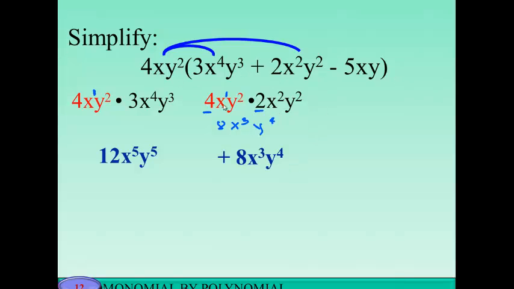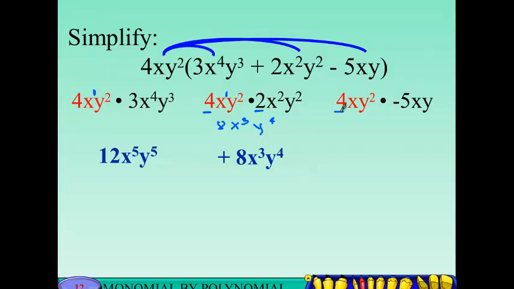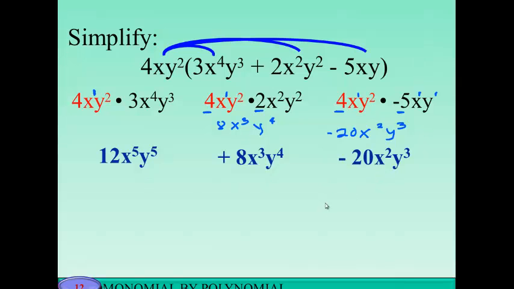And then for 4xy squared times negative 5xy, again multiply first our coefficients. 4 times negative 5 will get negative 20. X raised to 1 times x raised to 1 is equal to x squared. Y squared times y raised to 1 is equal to y to the 3rd power. So this will be our final answer. 12x to the 5th y to the 5th plus 8x cubed y to the 4th minus 20x squared y cubed.